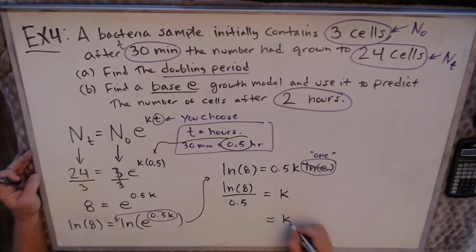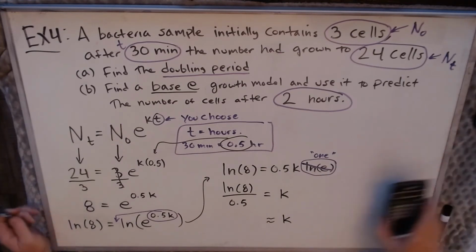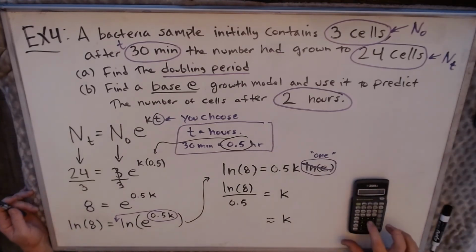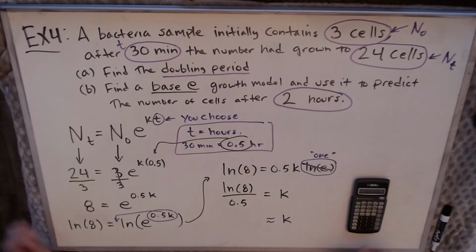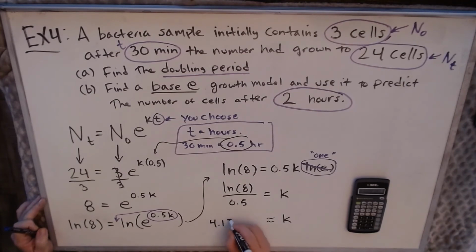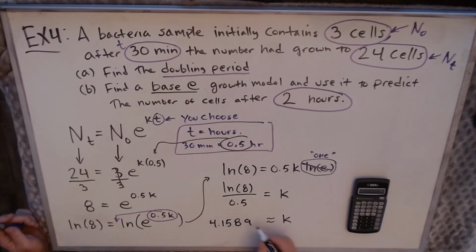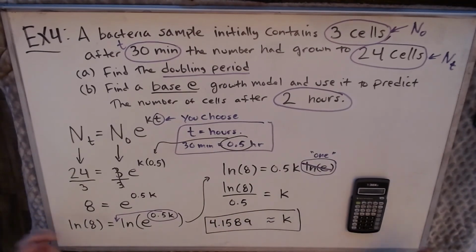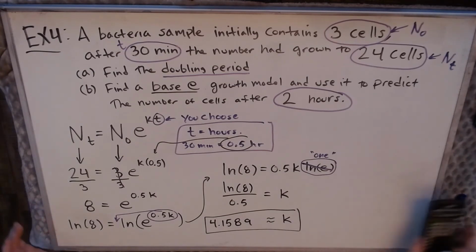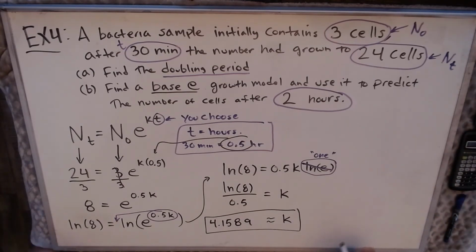All right, so this is our continuous growth constant. ln of 8 divided by 0.5 is 4.15888, so we'll say 89. We'll go ahead and go to 4 decimal places. All right, now that's not the doubling period. We can use this to find the doubling period.